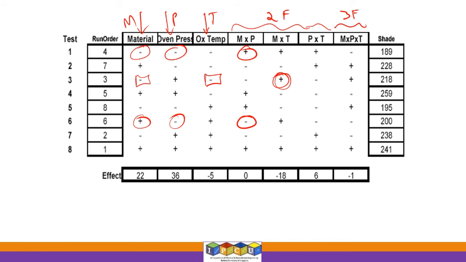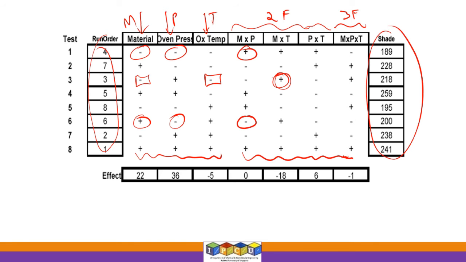Whenever you see a minus, basically it means low value, and whenever you see a plus, it means high value. Of course, physically you're only changing M, P, and T. These are derivatives, that means you can derive them from M, P, and T readings. So these four columns are synthetically constructed. They don't have a physical representation in the real world, though they are useful in a mathematical or statistical sense. You show the run order here, and the output value, the shade reading here.